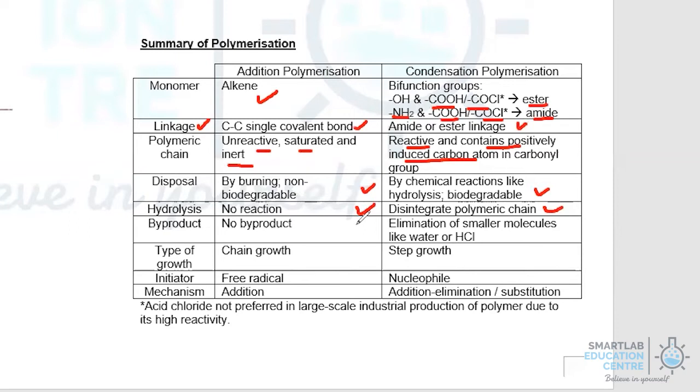In the formation of addition polymers, there are no byproducts formed. In the formation of condensation polymers, byproducts of smaller molecules like water or HCl are formed. The type of growth in addition polymers is known as chain growth, while condensation polymers grow by step growth. Addition polymerization is initiated using free radical, while condensation polymerization is initiated using nucleophile. The mechanism for addition polymerization is addition, while in condensation polymerization it is substitution.